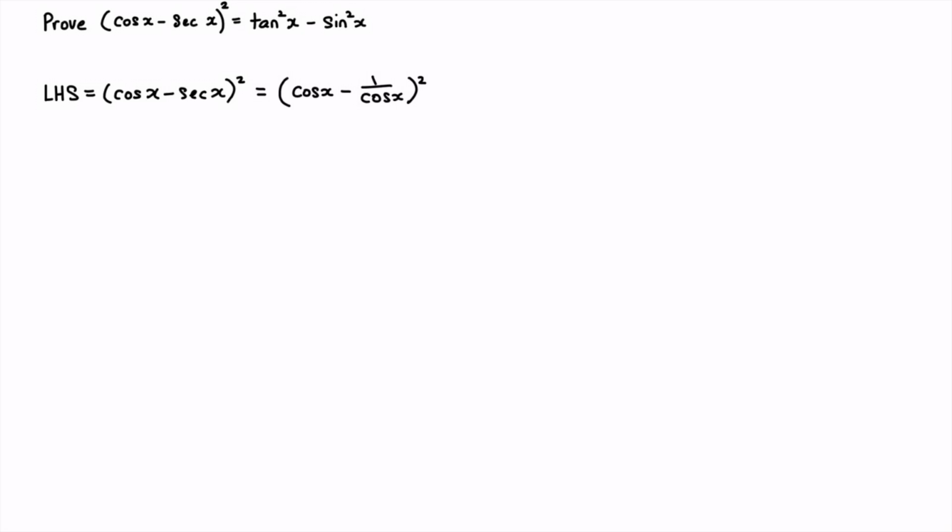We have two terms, one of which is a fraction. Let's combine it into one fraction, and the numerator is now cos square x minus 1, which we can replace with minus sine square x, and if we square the whole thing, we have sine x to the power of 4 divided by cos square x. And now it is not clear how we can proceed to get tangent square x minus sine square x from this. So let's start from the right-hand side.